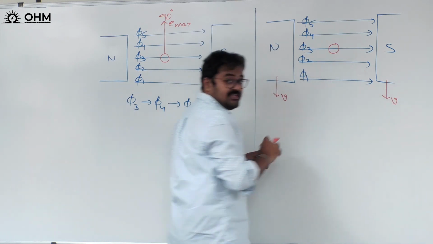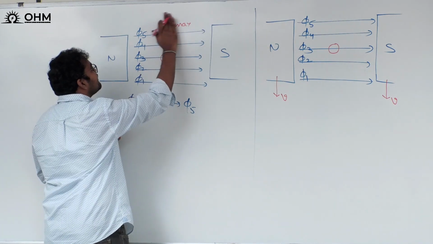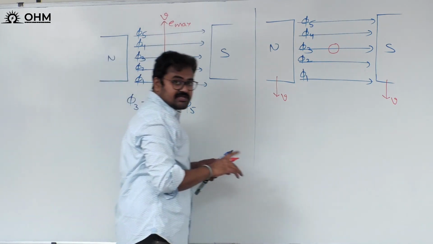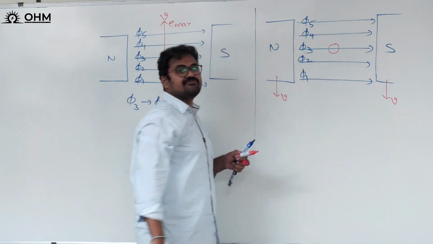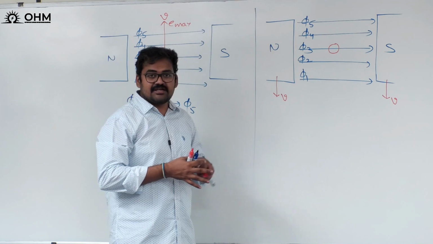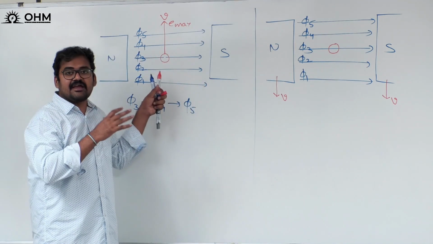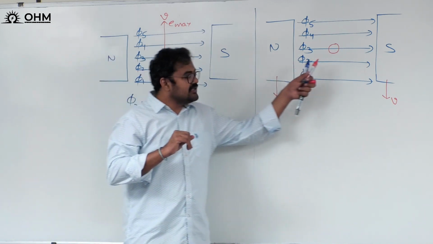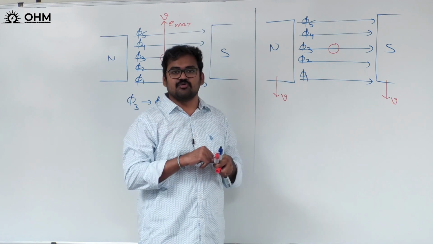Let us assume that the conductor is stationary, but these two poles are moving in downward direction with a velocity v. In the previous case, the conductor is moving in upward direction with a velocity v, but in the present case, poles are moving in a downward direction with a velocity v. So in the first case, conductor is moving, magnetic field is stationary. In the second case, conductor is stationary, magnetic field is moving.